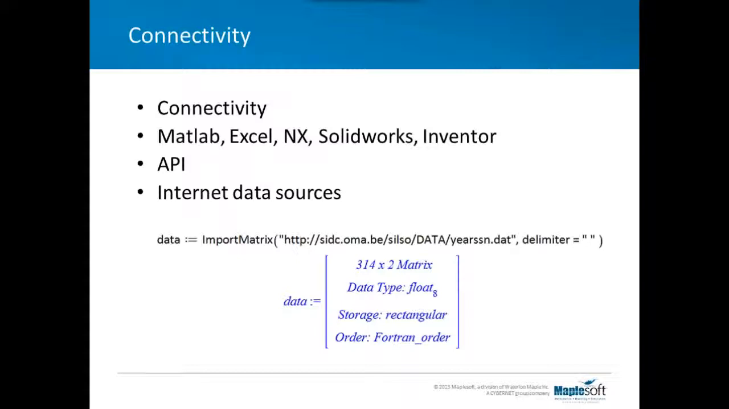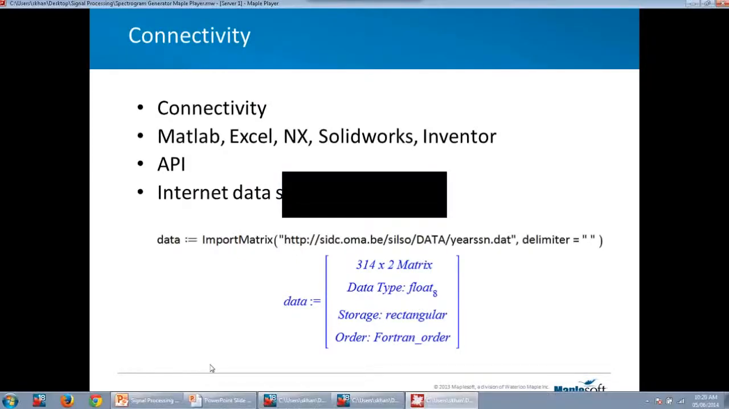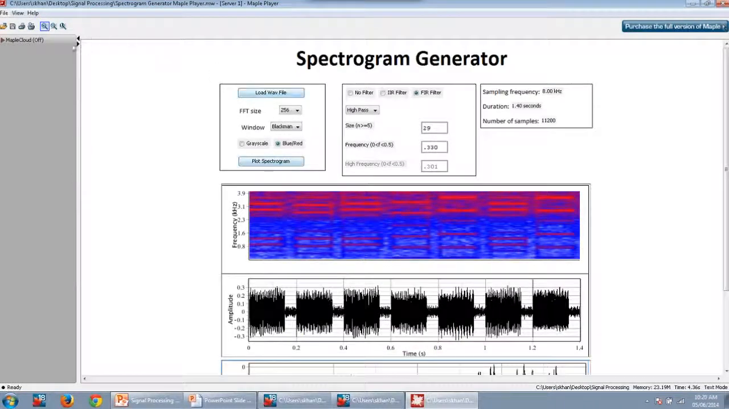Maple Player. Now, the spectrogram generator I showed you earlier is demonstrated in the context of the Maple Player, and as I said, it's a free download from maplesoft.com. So that was essentially why you'd want to use Maple for signal processing. It's a documentation environment. You can visualize your results, and you also have connectivity and deployment options as well.